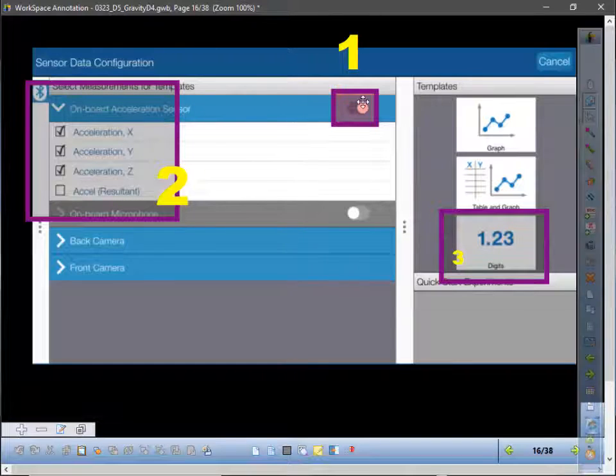Click on that. Then you're going to fill in these three boxes, acceleration X, Y, and Z, and make sure this box is empty. And then you're going to click on digits, not these other things, click on digits. So go ahead and do that.